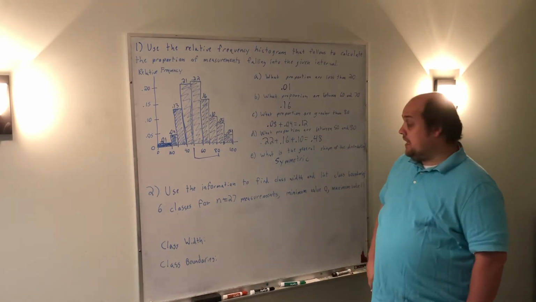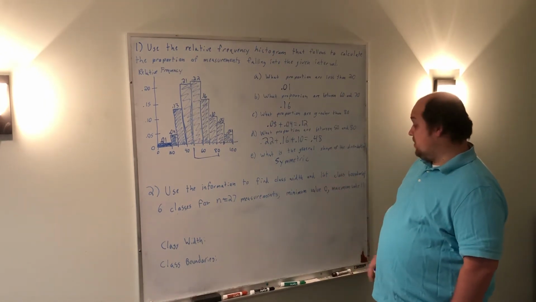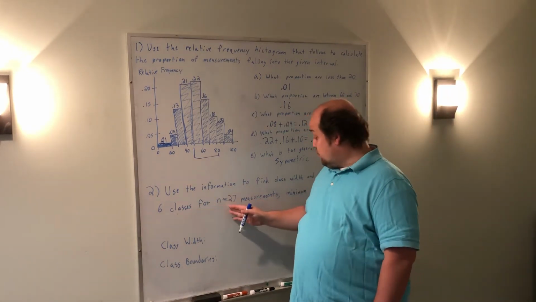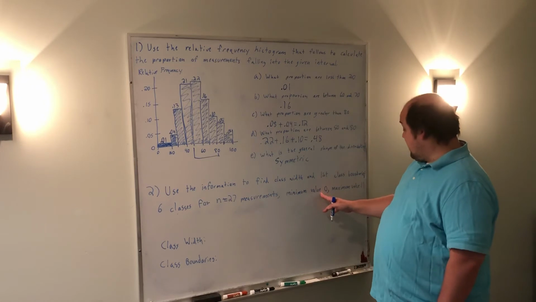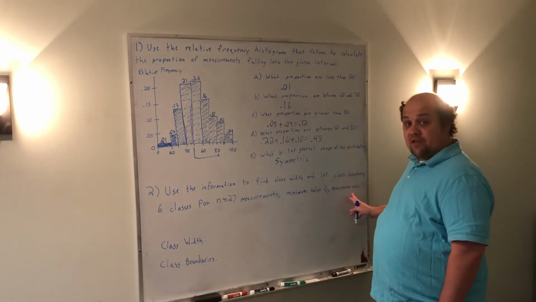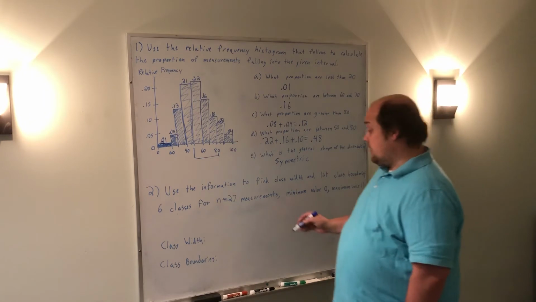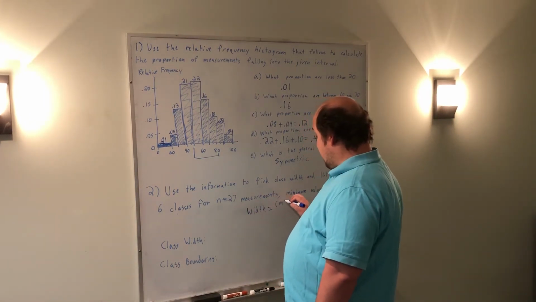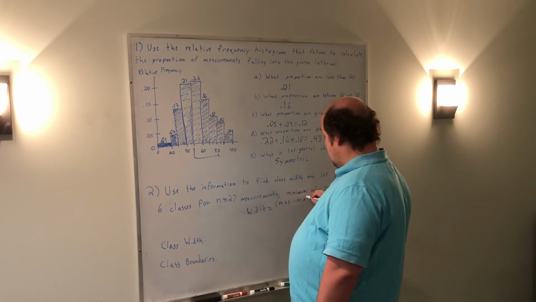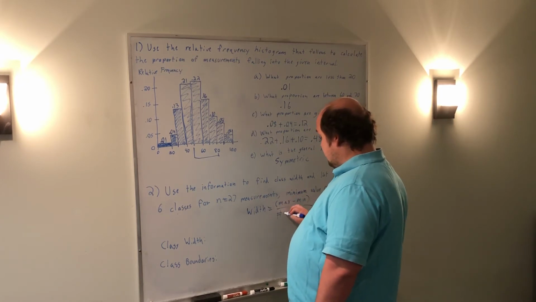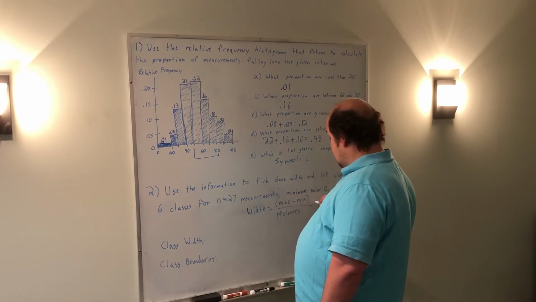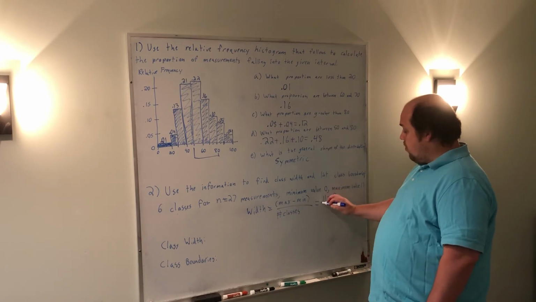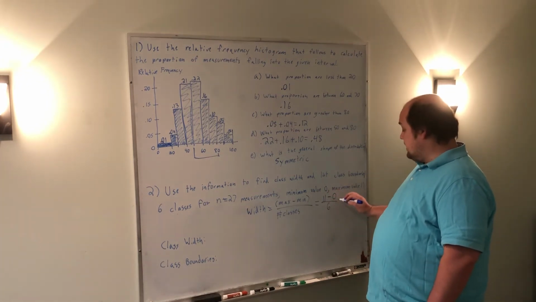Next task I'm asked to complete is use this information to find class width and list class boundaries. I'm asked to do 6 classes for 27 measurements, which have a minimum value of 0 and a maximum value of 11. When you're asked to find class width, the class width formula is width equals max minus min divided by number of classes. In this case, we were told our maximum value is 11, our minimum value is 0, and the number of classes we want to create is 6.